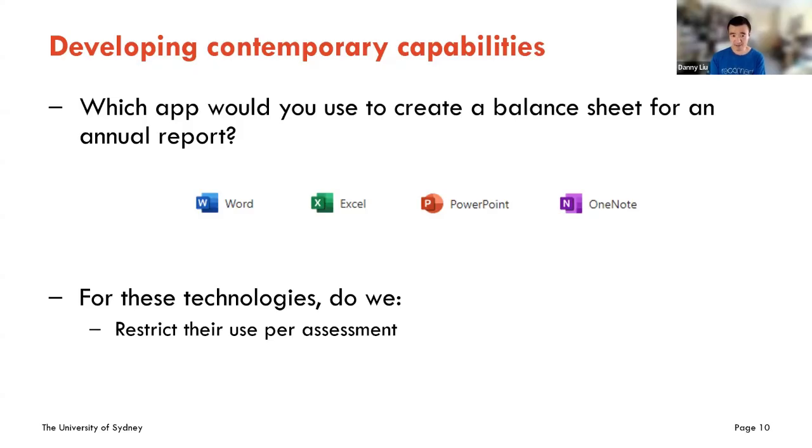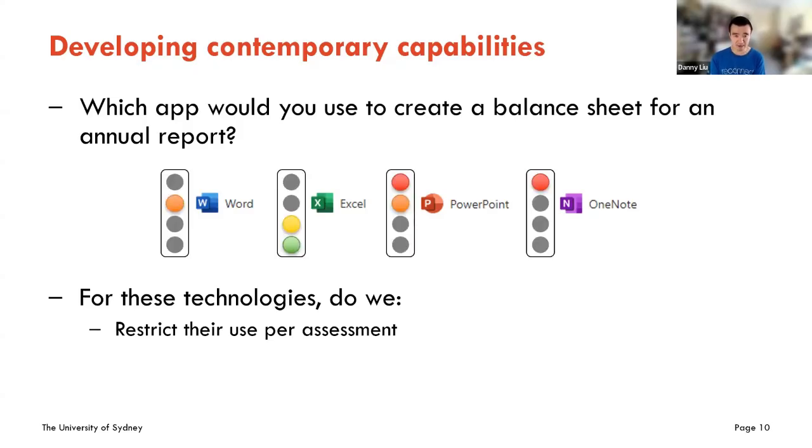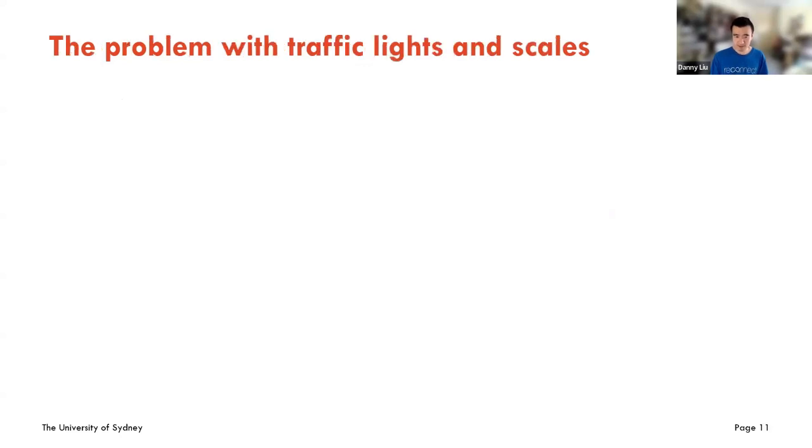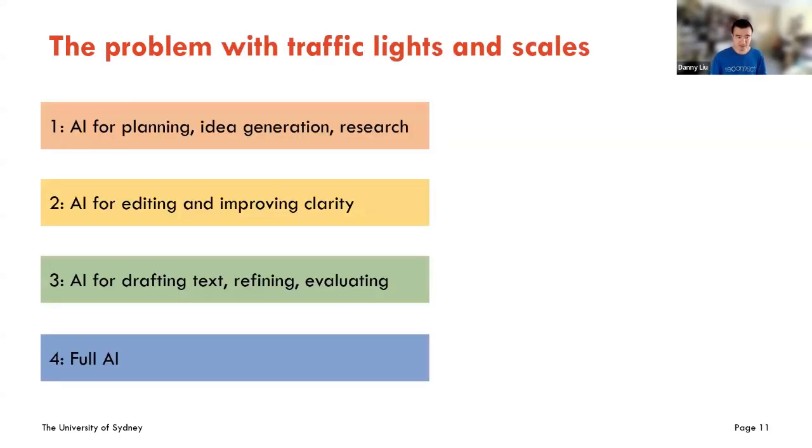So do we go around then saying, well, Excel's a green light assignment, whereas PowerPoint's a red light and Word is an orange light? We don't do this because we know that there's no way to stop or restrict the use of these technologies. So instead, what we do is we show students the responsible and productive ways to use particular kinds of technologies. And we say to them, well, Excel is good because it's more suitable for this particular task. It's more helpful. Now, this brings in the question, what is happening around traffic lights and AI assessment scales that we're seeing around the sector?